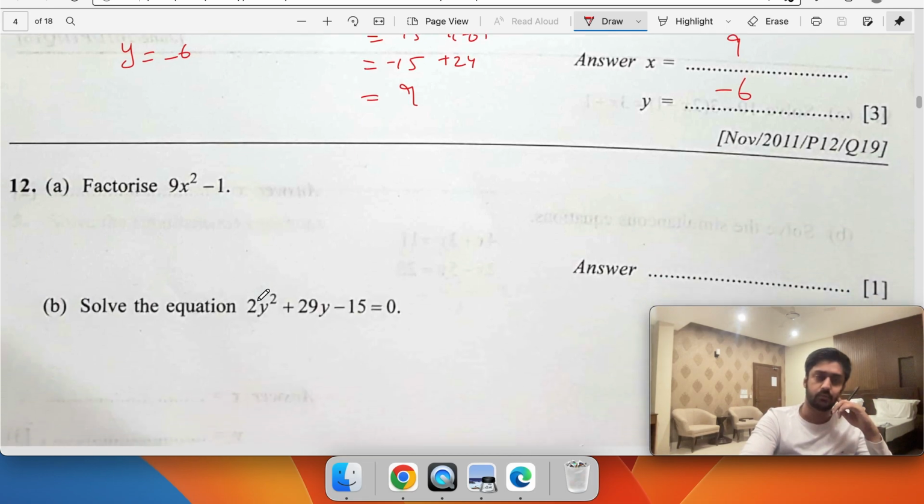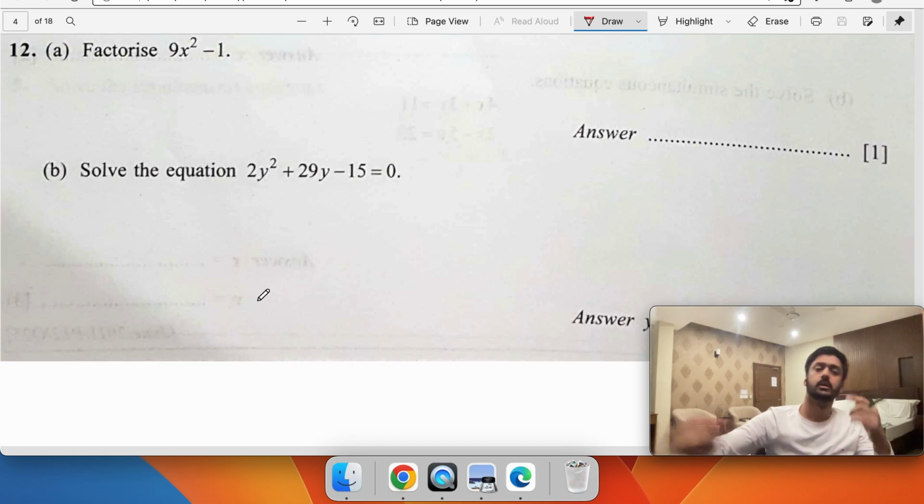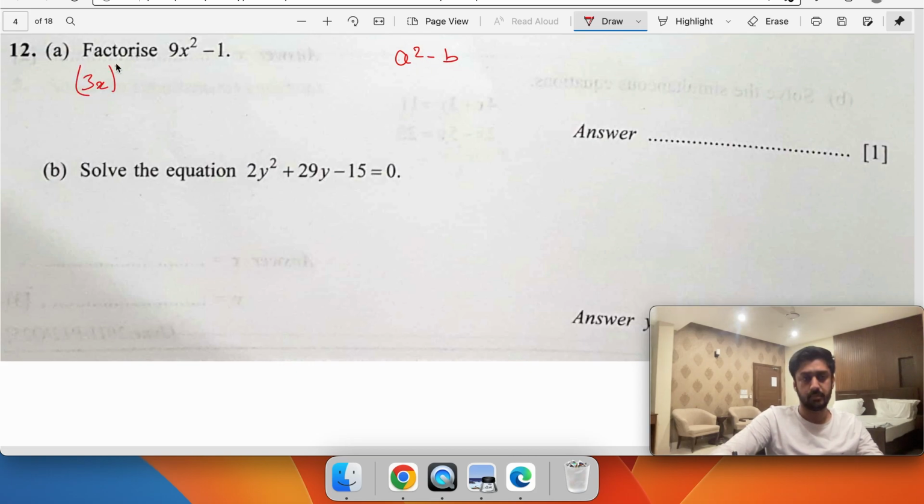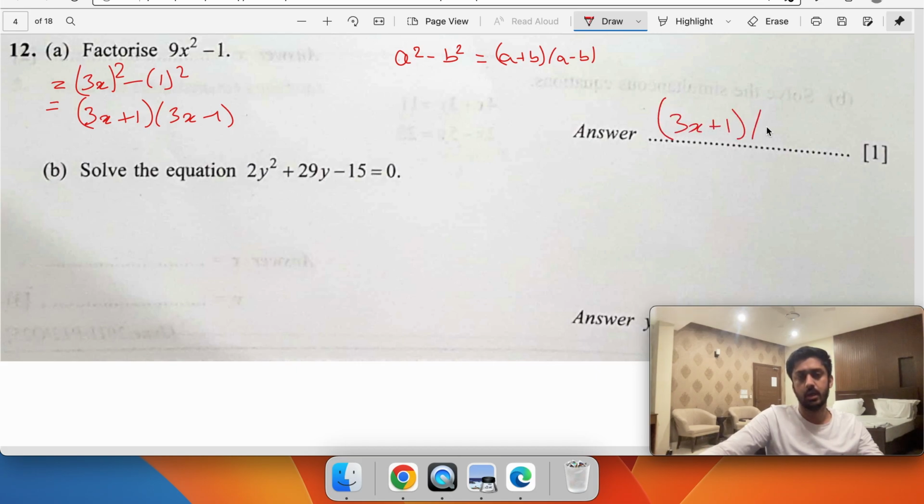Factorize. Okay. Now see, there's nothing you can take in common, so use the algebraic formula a square minus b square. So I'll rearrange the shape and make it look like that, which is a plus b times a minus b. A plus b times a minus b. This is the algebraic formula we used, and write your answers in the answer space.